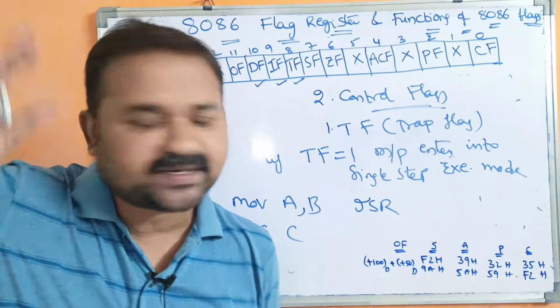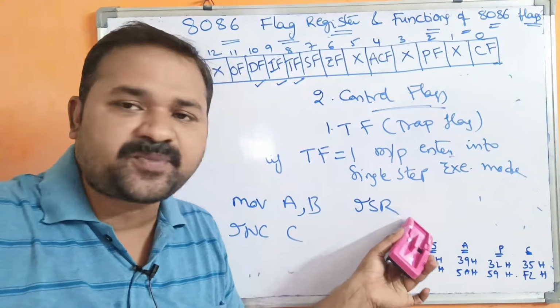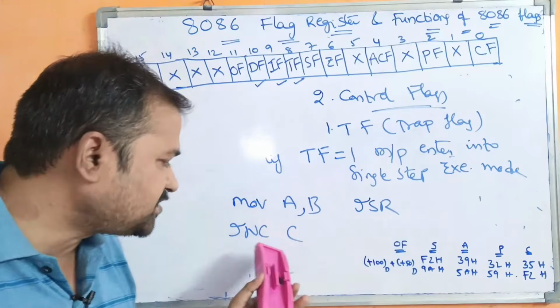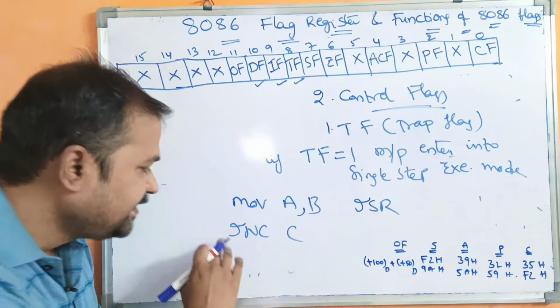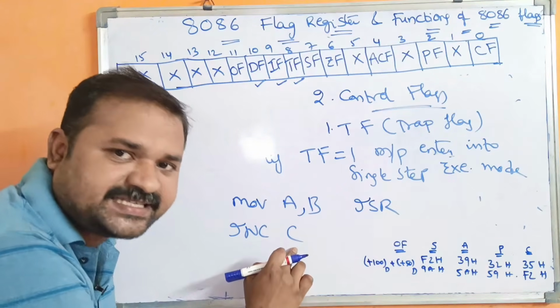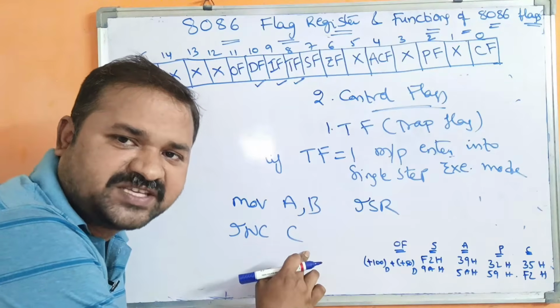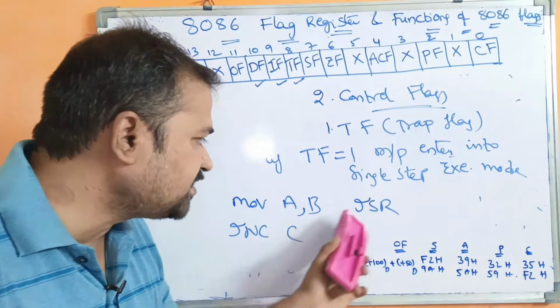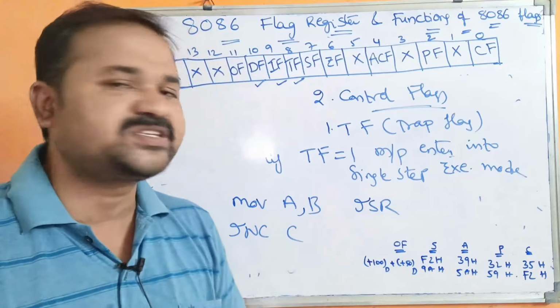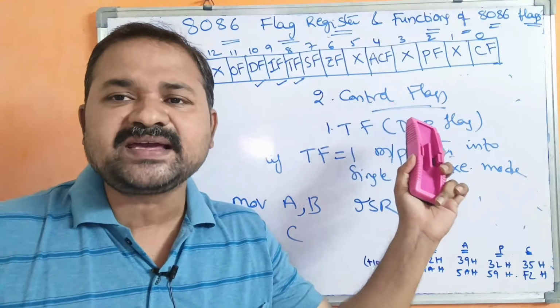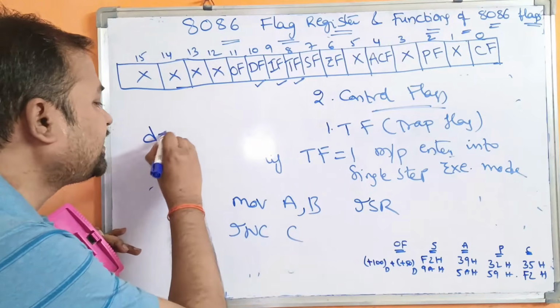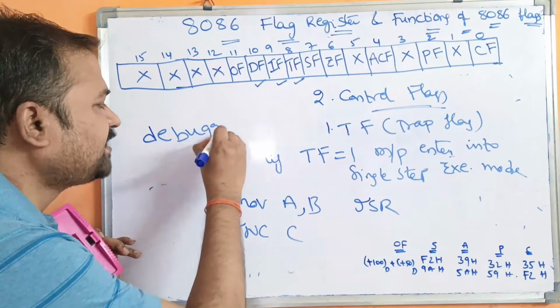The processor executes the ISR program. After execution, the processor control again comes back to the original program. Next, the processor executes INC C. After execution of this instruction also, the trap flag will be generated, so the processor control goes to the interrupt service routine program. The trap flag is mainly useful for debugging purposes.